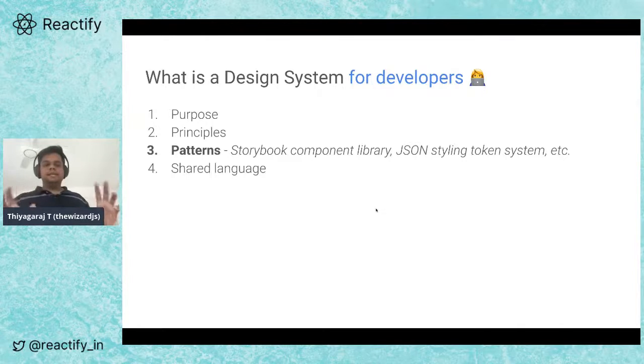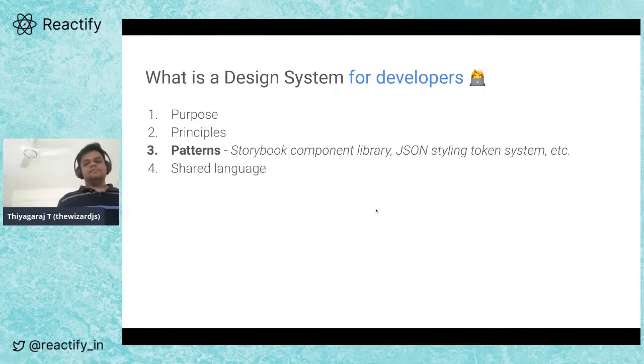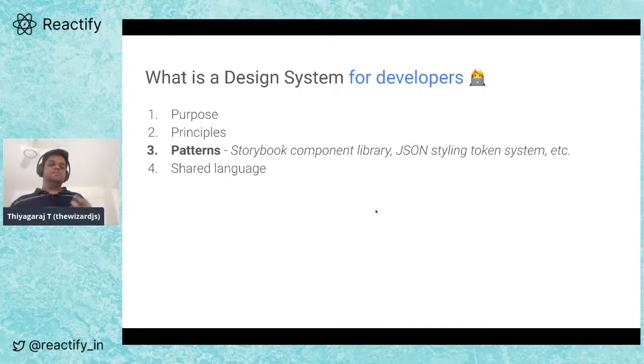So there are slight differences. I think the abstracts are the same for both teams, but the tools and the implementation might be slightly different. Here we are again going to focus on the developer side, like talking about the token styling system, JSON-based styling, and how you can compose your Storybook and keep a structure, and how that translates into design as well. So patterns is more of a tangible outcome of a design system. We'll be talking more about that.